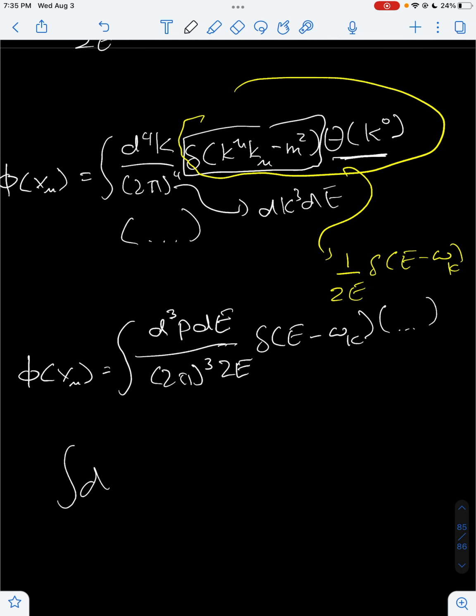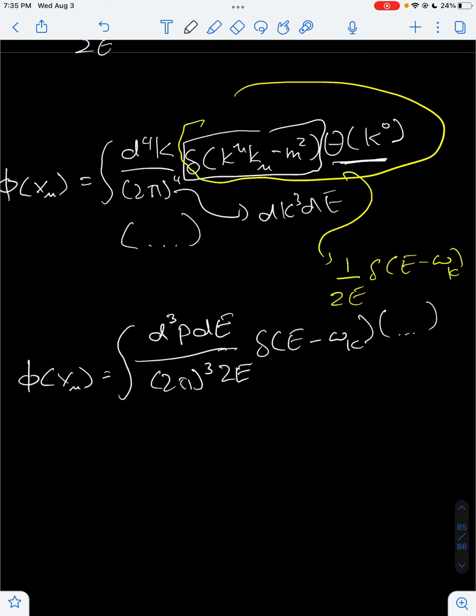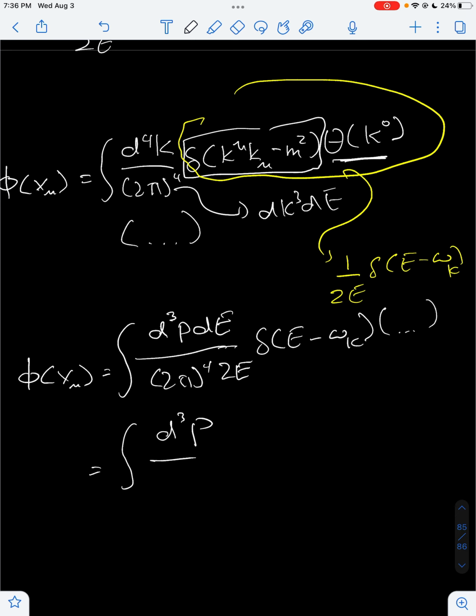where basically f of x delta of x minus a equals f of a. Very convenient property of our delta function. So that just gives us this. We just now have a function. Oh, this should be a to the fourth, by the way. So now our integral over dE is gone, and our delta function is gone.